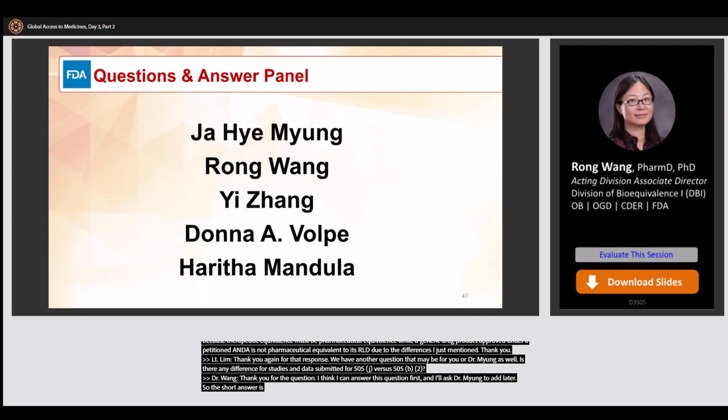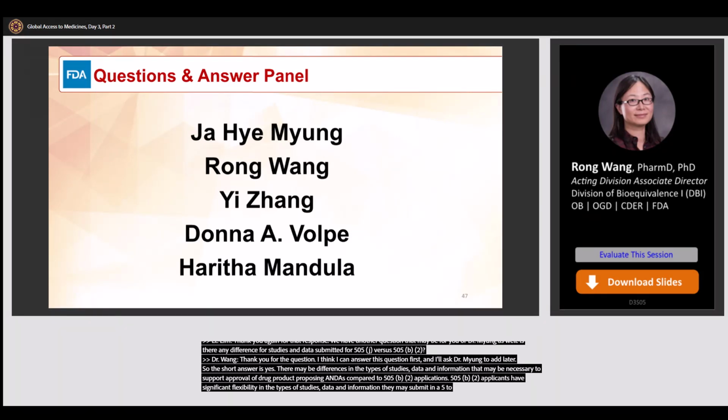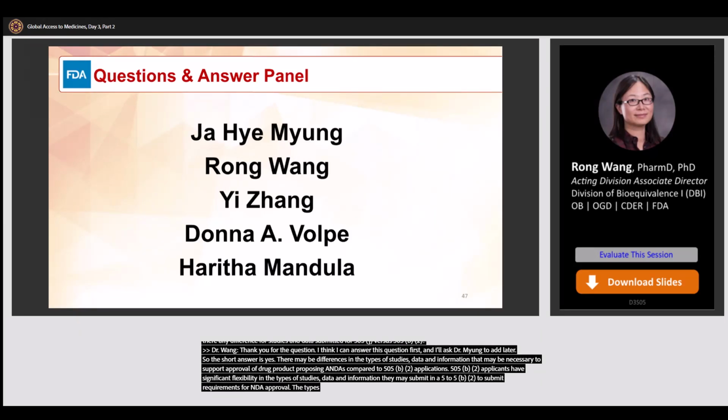There may be differences in the types of studies, data, and information that may be necessary to support approval of drug products proposed in ANDAs compared to 505(b)(2) applications. 505(b)(2) applicants have significant flexibility in the types of studies, data, and information they may submit in a 505(b)(2) NDA to support the requirements for NDA approval. The types of studies that may be submitted in a 505(b)(2) NDA could include clinical investigations to establish the safety and/or effectiveness of a drug product.